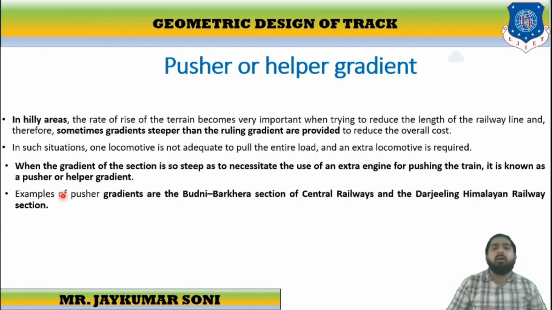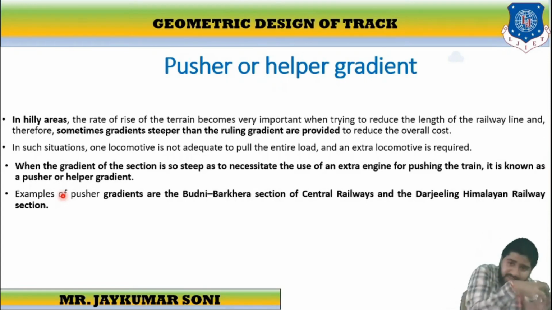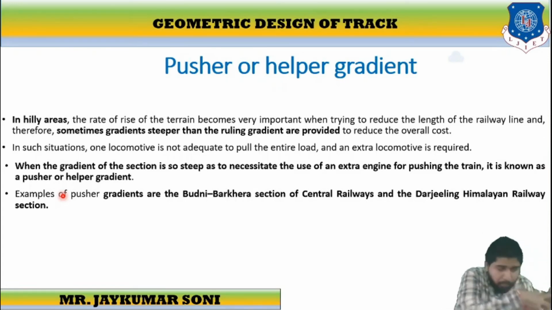Now let us discuss pusher or helper gradient. The pusher gradient is used in the hilly area. Sometimes we need to provide a gradient which is steeper than the ruling gradient, and this is called pusher gradient. When the gradient of the section is so steep as to necessitate the use of an extra engine, that the train has to push the engine and extra pushing force is required, that particular gradient is called pusher or helper gradient.